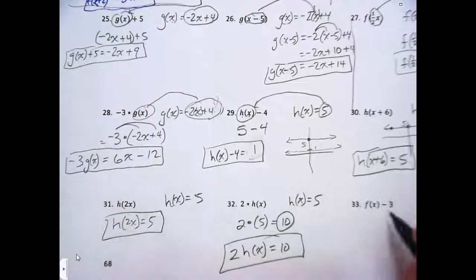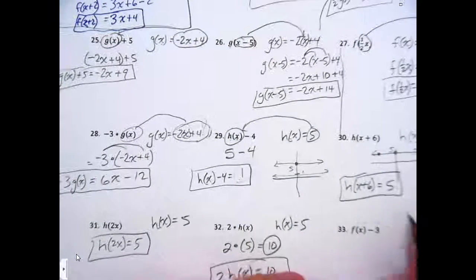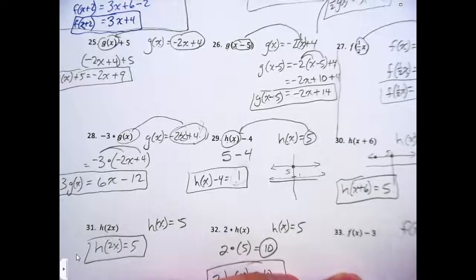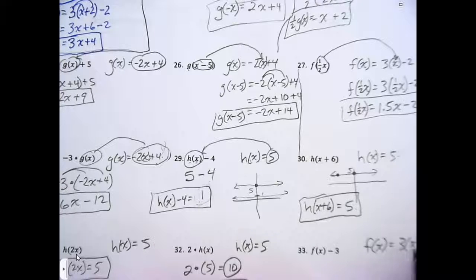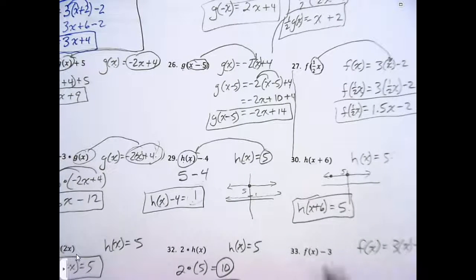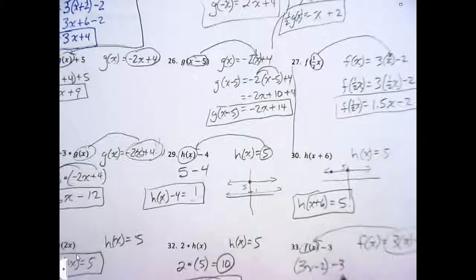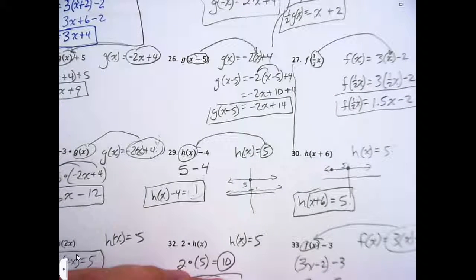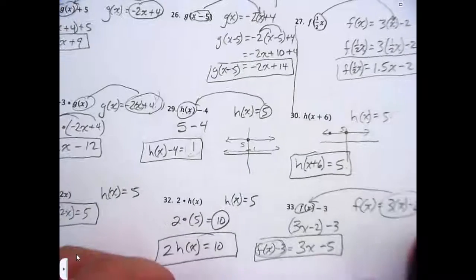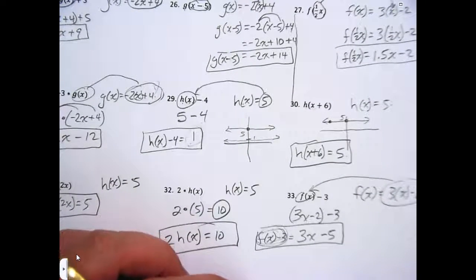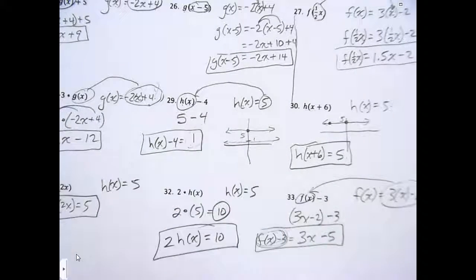The last one is f of x minus 3. I'm going to go ahead and take my f of x, which is 3 times x all minus 2. We're going to plug this piece in for f of x. It's going to be 3x minus 2 all minus 3, which gives me 3x minus 5. So f of x minus 3 equals 3x minus 5. So again, do we have to do math with this piece? No, that's its name, right? So no math going there. It's just 3x minus 5.